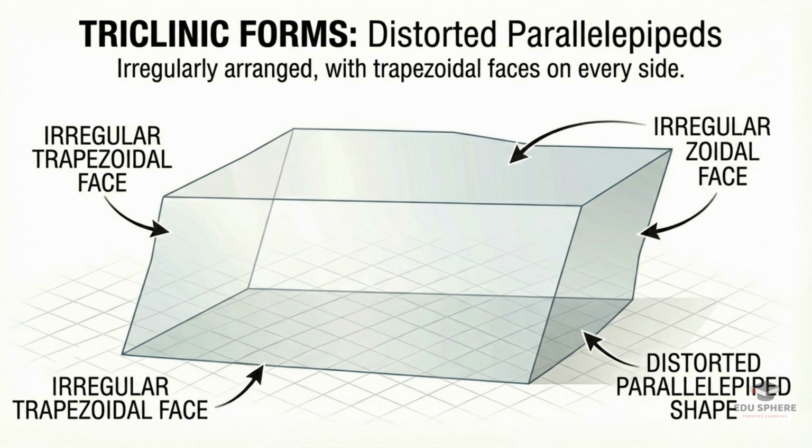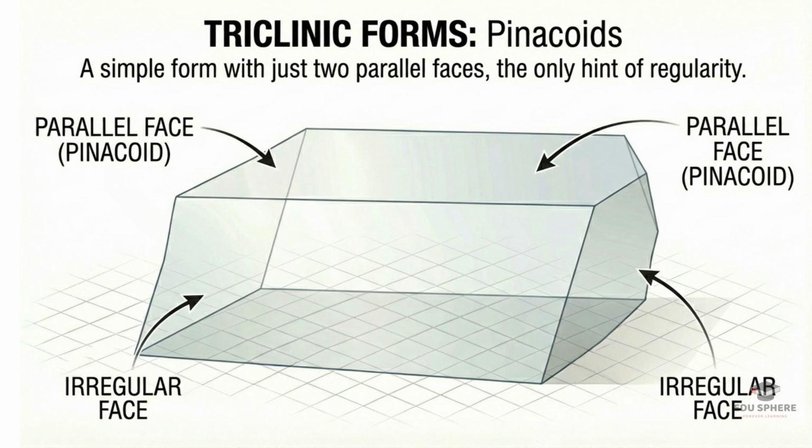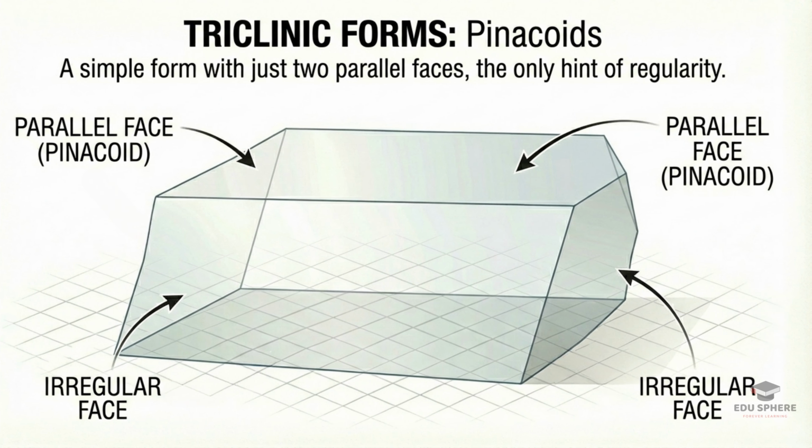Most often, all faces are irregularly arranged, and the unit cell's parameters create shapes best described as distorted parallelepipeds, which means there are trapezoidal cubes on every side. Sometimes, simple forms feature just 2 parallel faces, which are known as pinacoids. This is the only hint of regularity in a world of skewed edges.